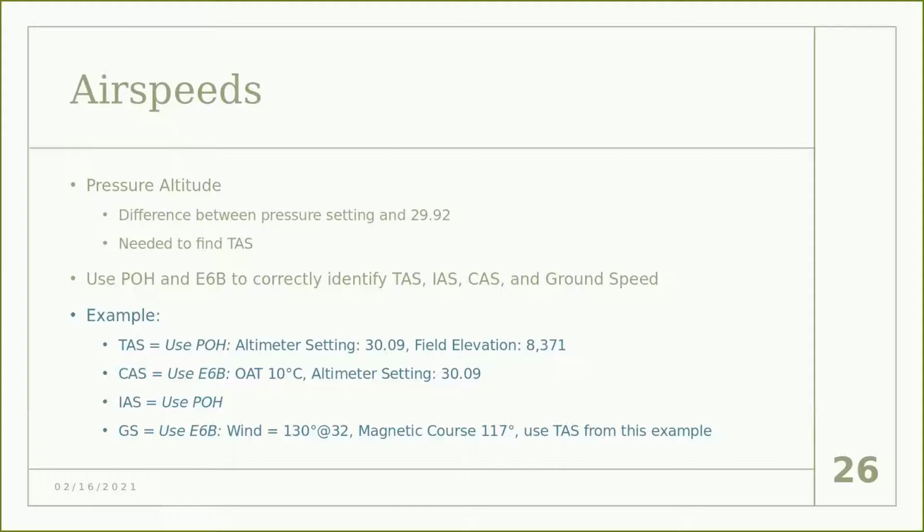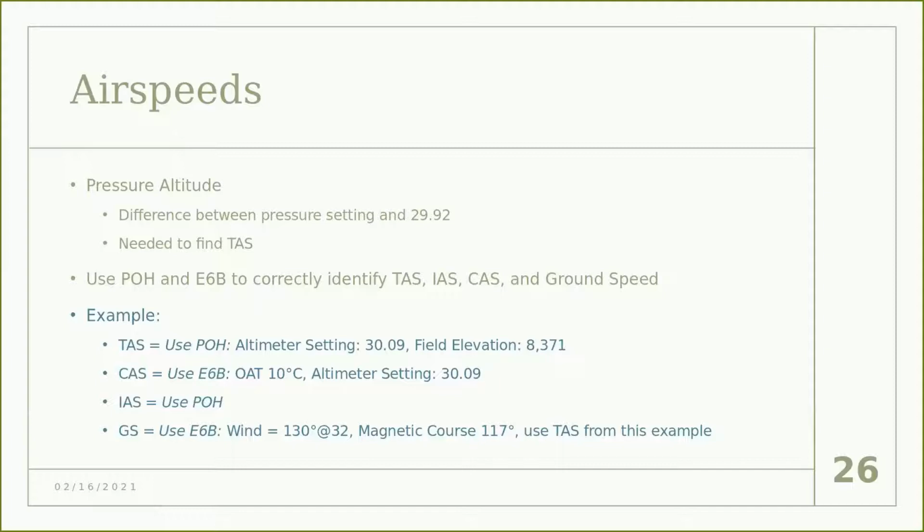30.09 minus 29.92 gives you a difference of 0.17, right? It's a difference in all pressures. How many feet difference is that? Does anyone remember? 170, yep. It's a 170 foot difference from standard to what the current altimeter setting is giving us, current pressure is.